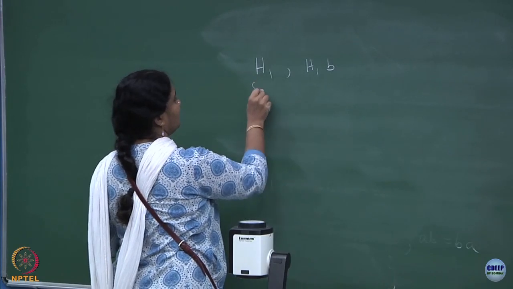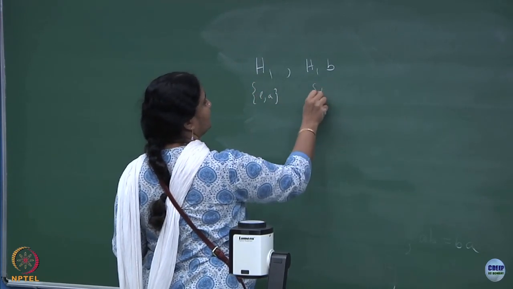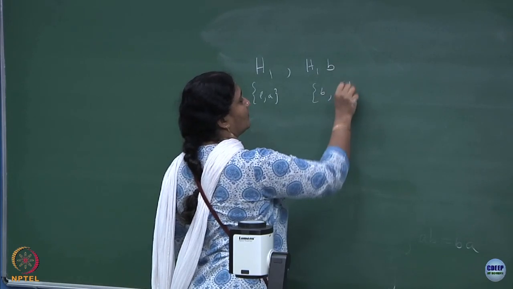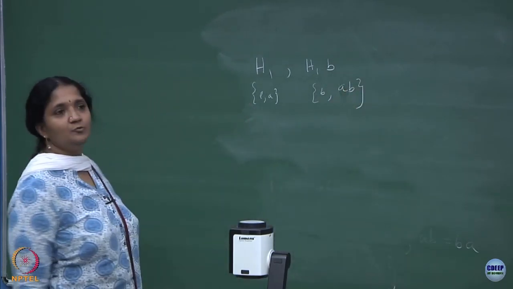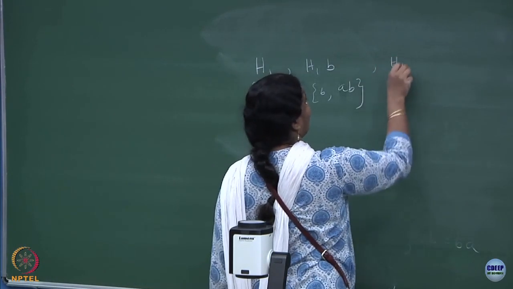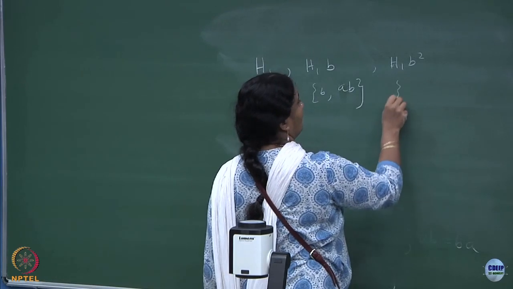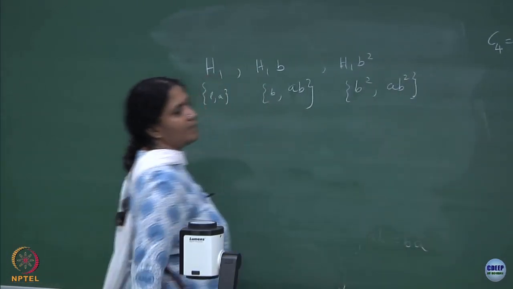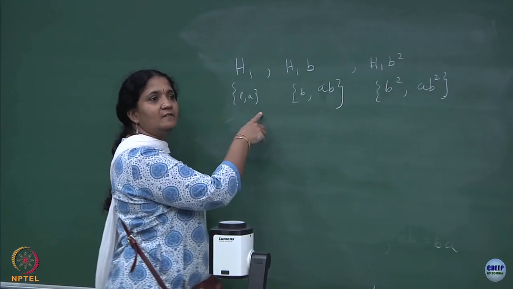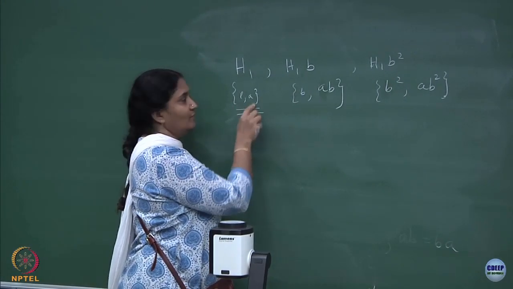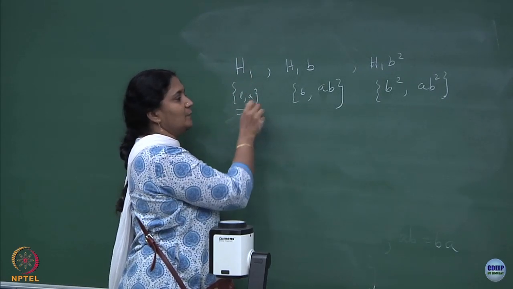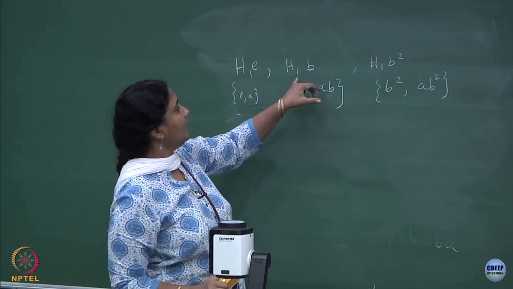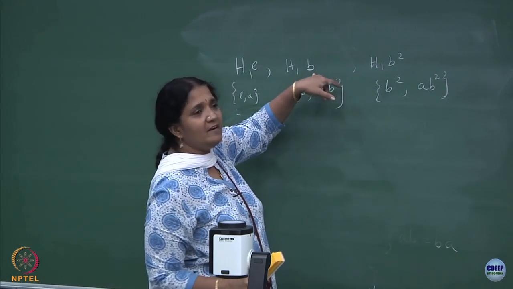So H1A is {E, A}, H1B is {B, AB}, sorry, BA or AB. That will be H1B. H1B squared will be the next one. So you have cosets. So this is a subset. Even though it is a subgroup, the first element is multiplied by H1 times identity. The second element is multiplied by H1 times B.